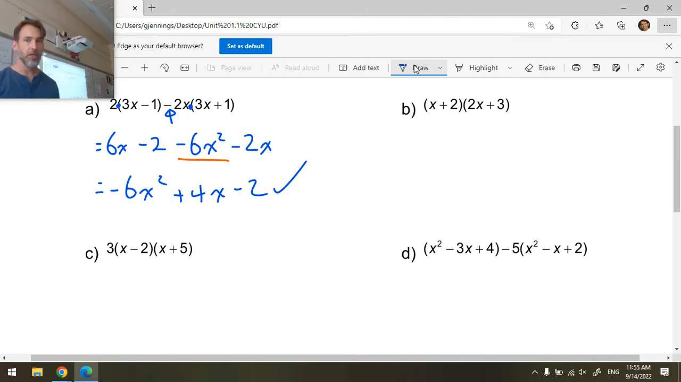It's all just BEDMAS. Now over here in B, again, there's nothing I can do inside those brackets, but I can multiply a bracket times a bracket like this.